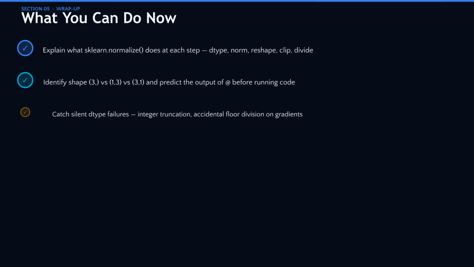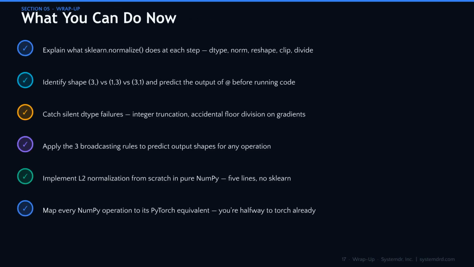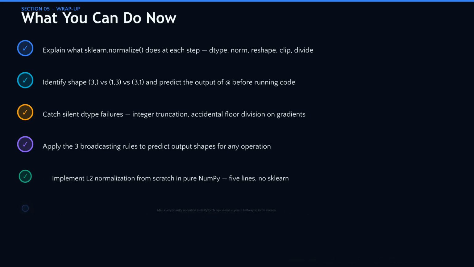We have reached the wrap-up. You can now explain all steps of normalization, predict matmul shapes, catch silent dtype failures, apply the 3 broadcasting rules, implement L2 normalization from scratch, and map NumPy operations to their PyTorch equivalents.